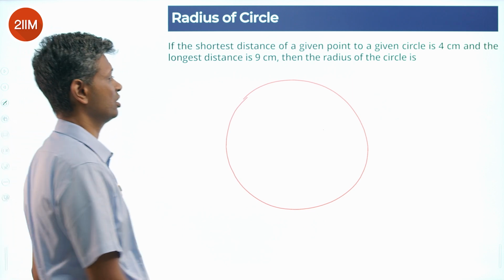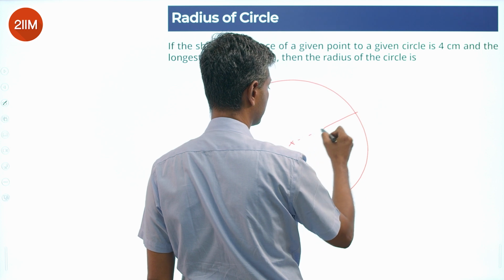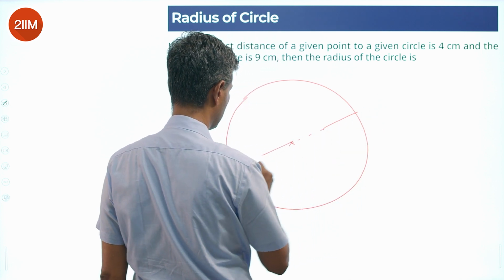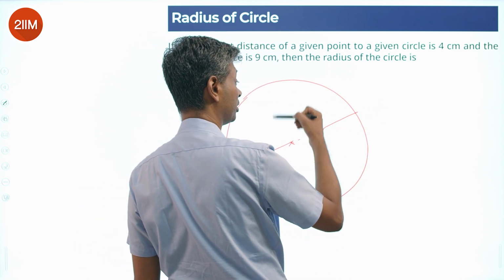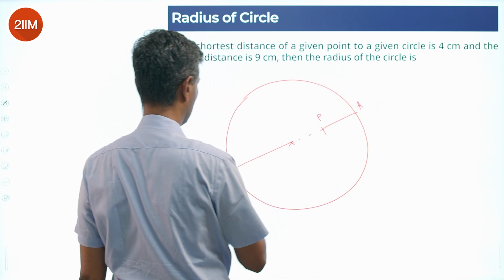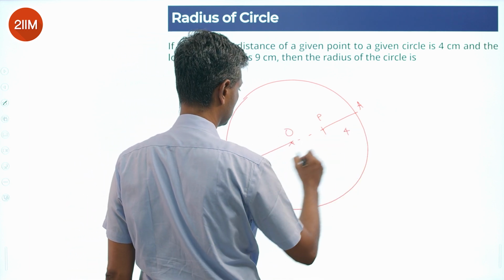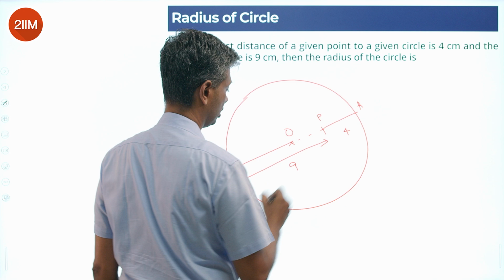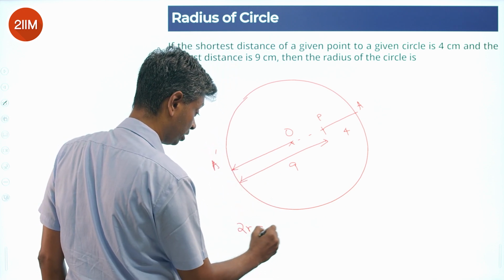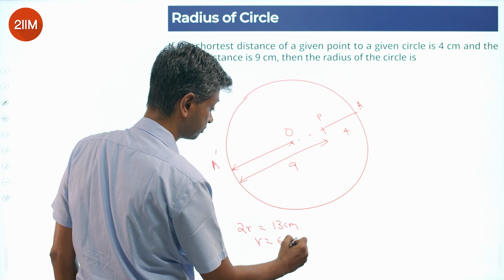Then the shortest distance will be this distance along this radius. Longest distance will be this distance along the radius but this side. So this is my point A, this is A dash, this is O, this is 4, this is 9, in which case my diameter, twice the radius, is 13 centimeters, radius is 6.5.